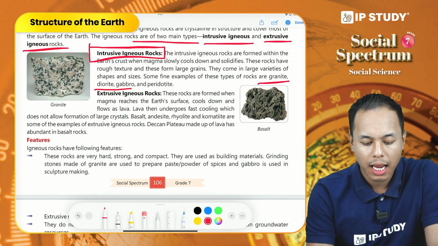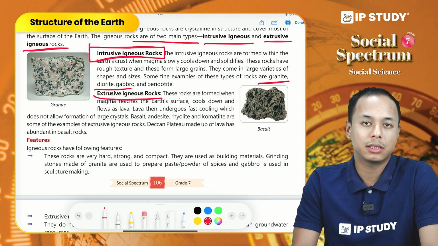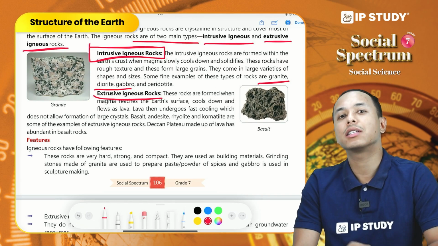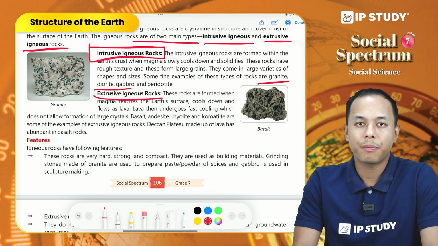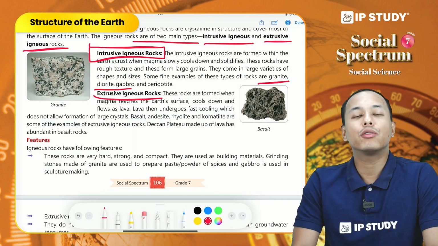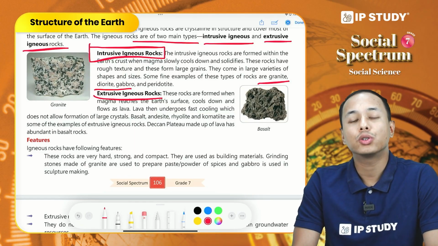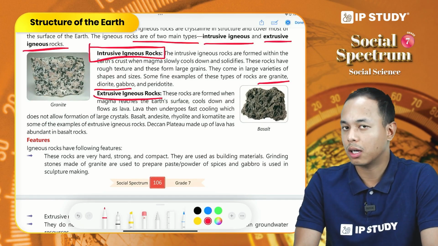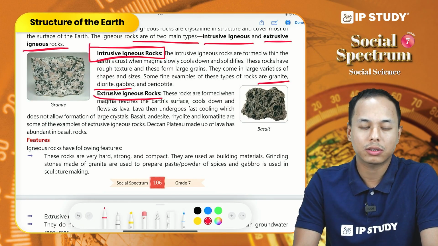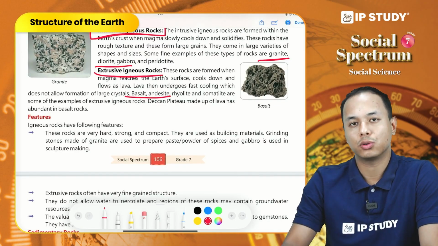On the other hand, extrusive igneous rocks are formed when magma reaches the earth's surface and it flows as lava. So this lava cools down rapidly and it does not lead to formation of large crystal or grain. So they are very fine grained. So such rocks that form on the surface of the earth are called extrusive igneous rocks. For example, basalt, andesite, and so on.